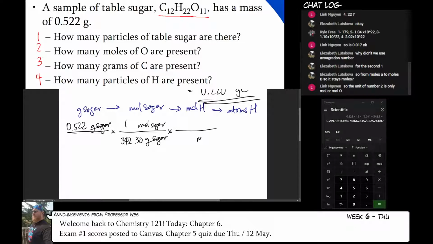So we'll do moles of sugar, moles of hydrogen, and in 1 mole of sugar, how many hydrogen moles are there? According to the formula, 22. And then finally, in a mole of anything, how many atoms are there? Well, in 1 mole of atoms, there are Avogadro's number of those atoms.